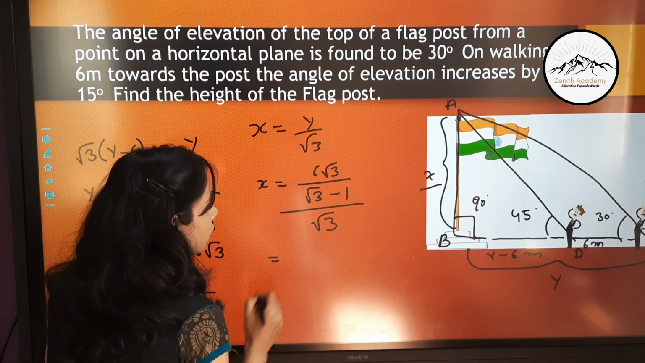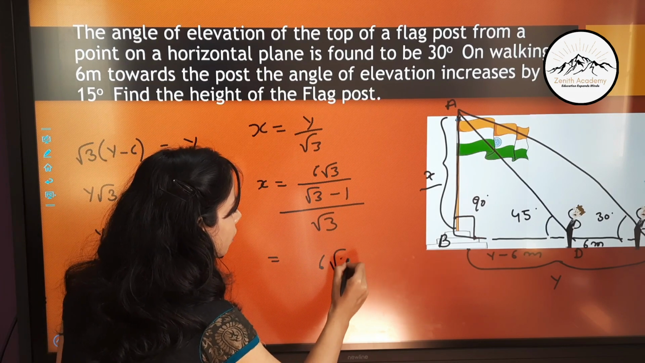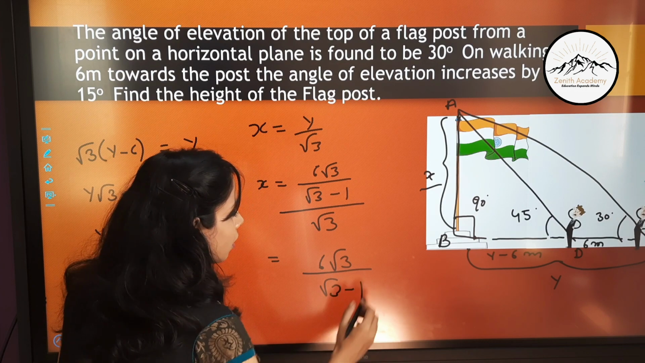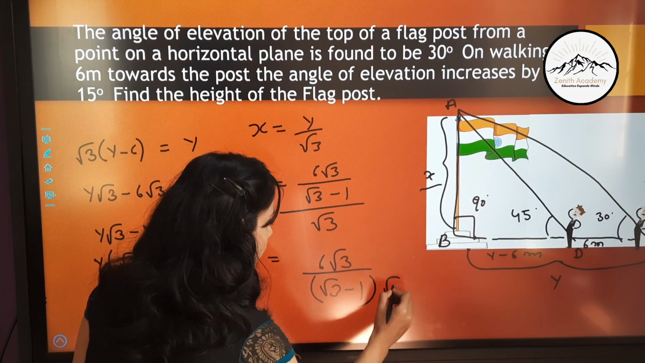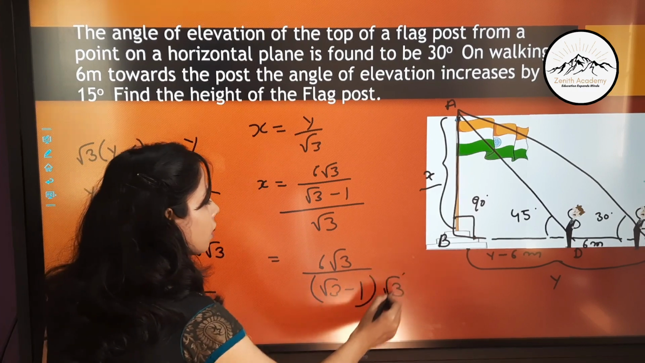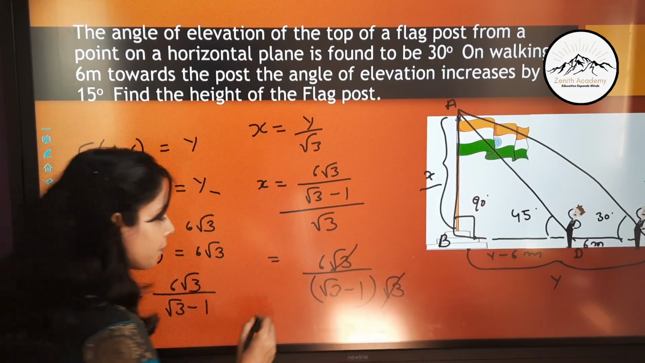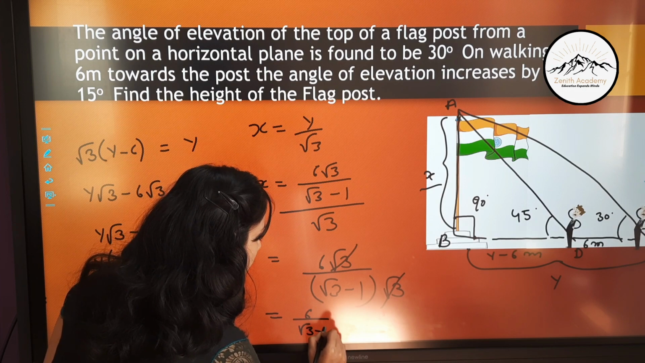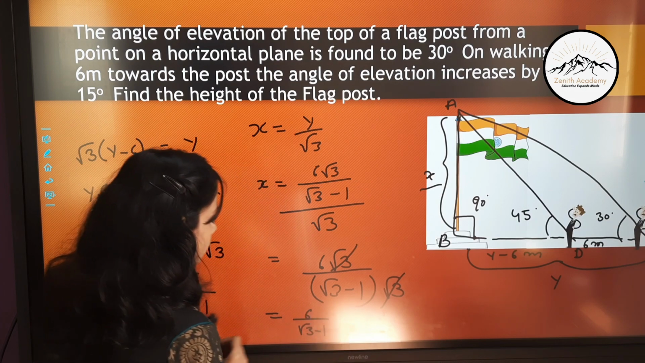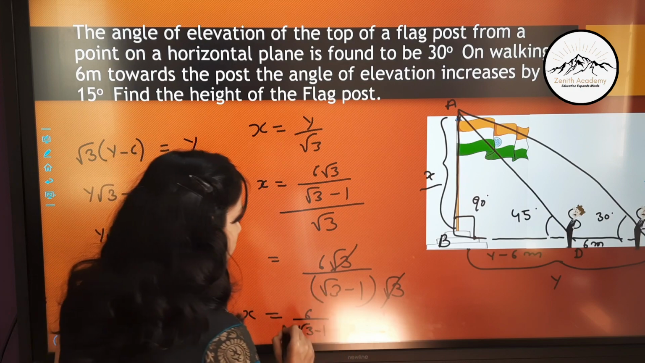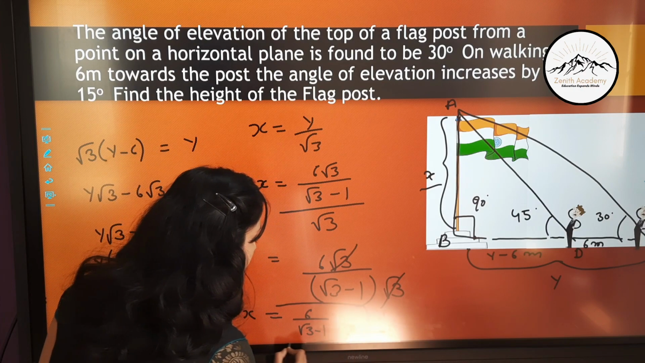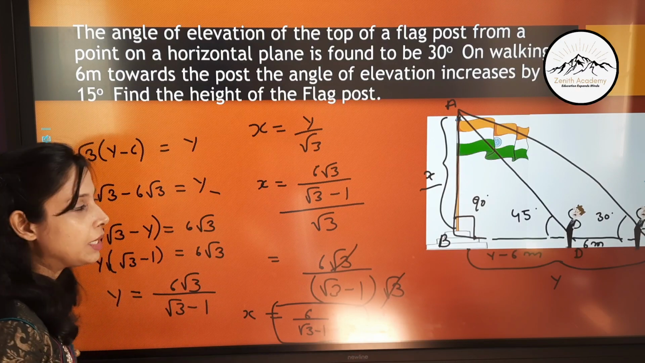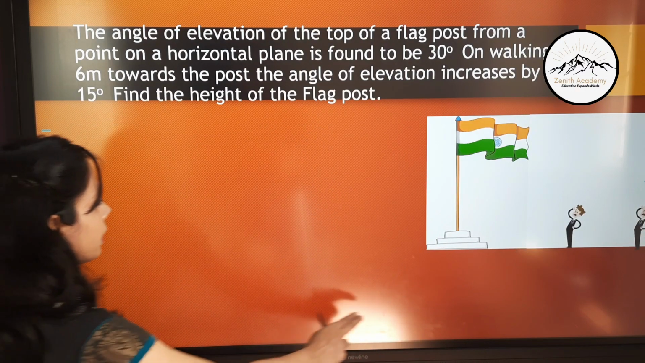Now how will we solve it? This root 3 will go to the denominator. So root 3 and root 3 will get cancelled. Our answer will be 6 upon root 3 minus 1 meters. X is equal to 6 upon root 3 minus 1 meters, so the height of the flag post is 6 upon root 3 minus 1 meters. Moving on to our next question.